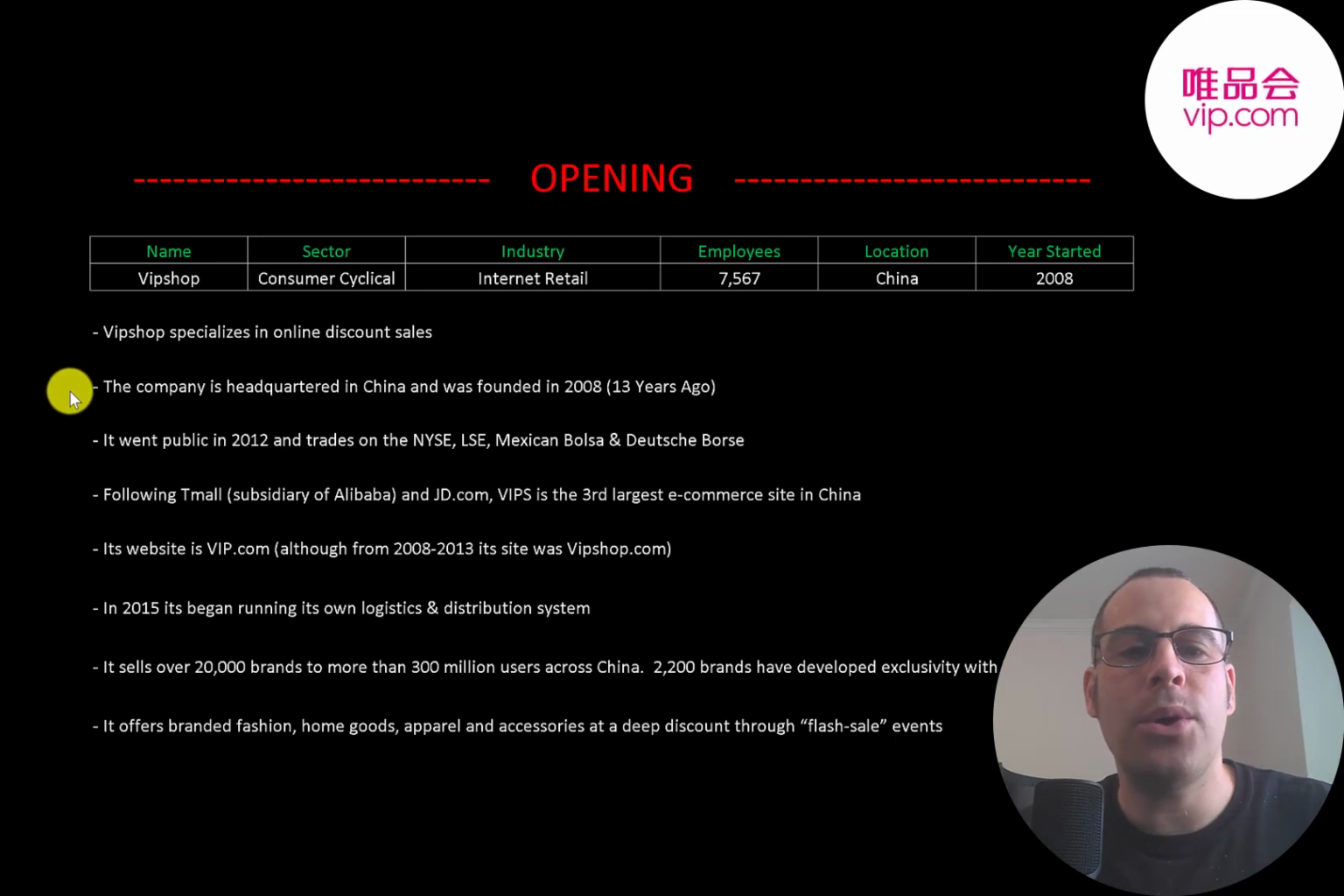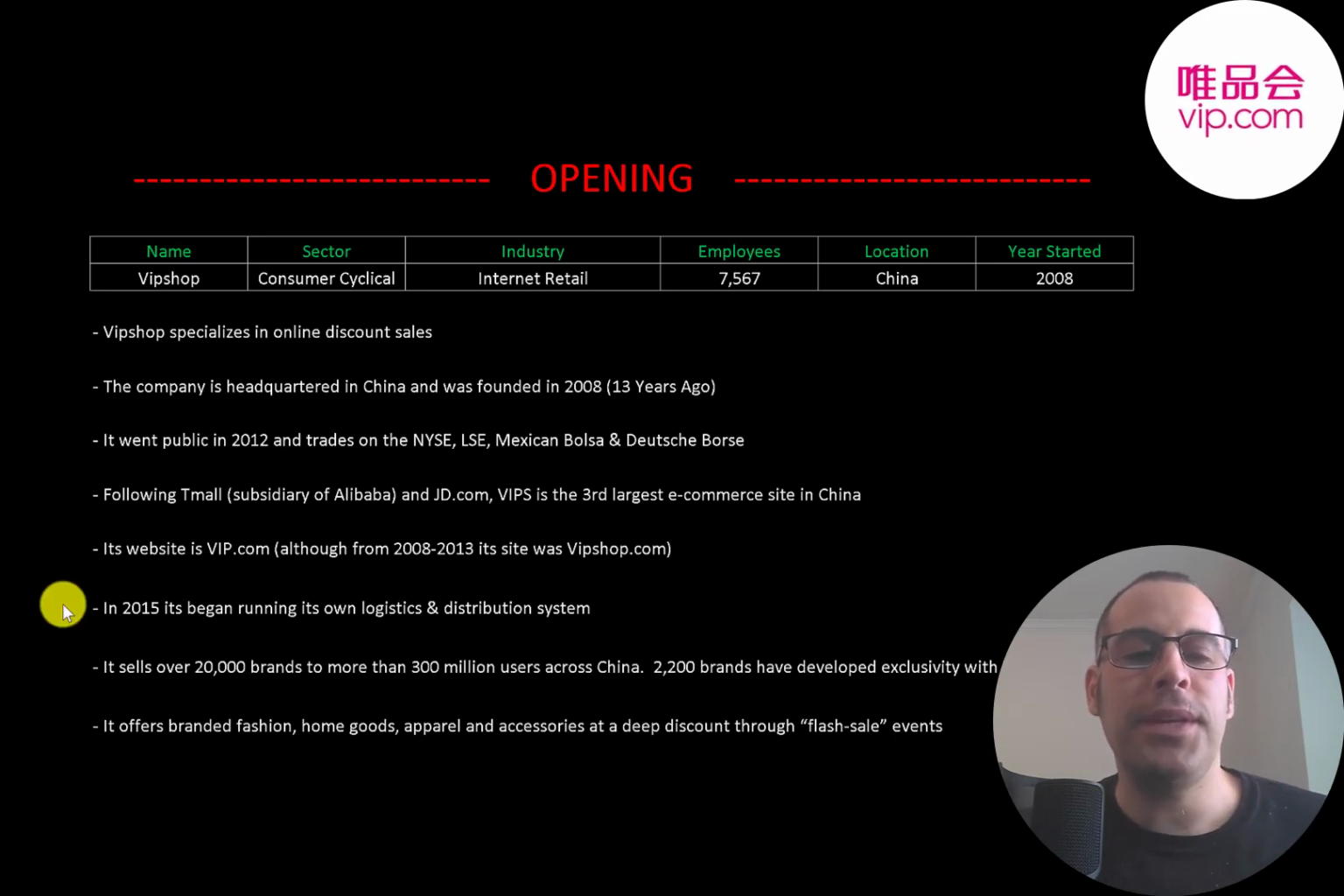The company is headquartered in China and was founded in 2008. It went public in 2012 and trades on the New York Stock Exchange, London Stock Exchange, Mexican Bolsa, and Deutsche Börse. VIPS is the third largest e-commerce site in China. The two larger ones are JD.com and Tmall. Tmall is a subsidiary of Alibaba. Its website name is VIP.com, although from 2008 to 2013, its site was Vipshop.com.